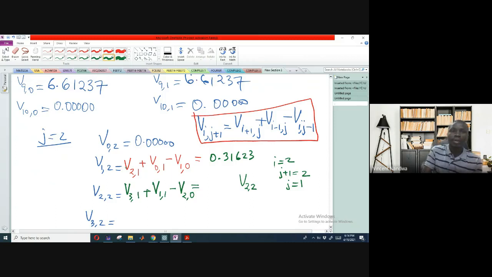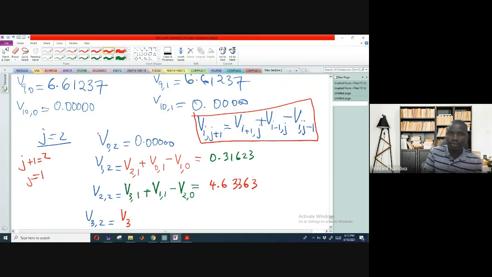When you replace, these values are already known from case 1. When you put them in, you get your answer as 4.6, and 363. Similarly, you use this formula to get the next one. Remember this is j plus 1, so you equate it to 2. For you to use this one as the stem, j should equal 1. So where it is 3,2, it means that i is 3, so we'll have v3 plus 1, which is v4.